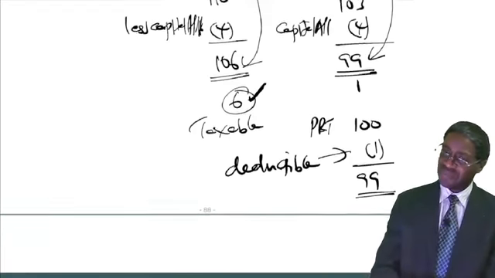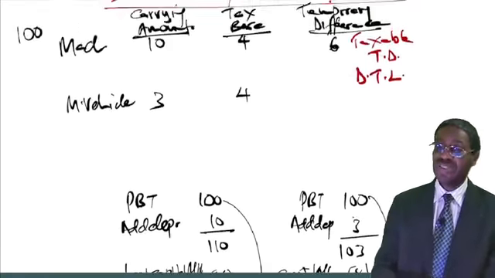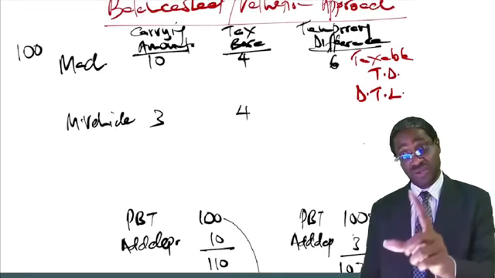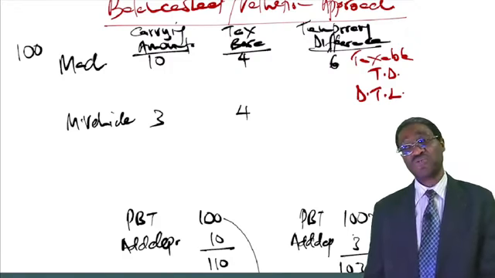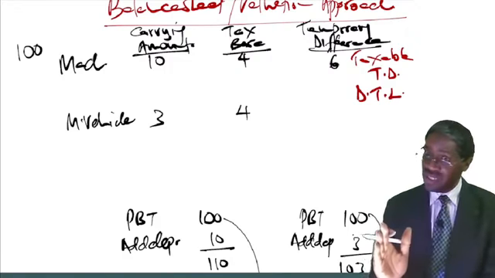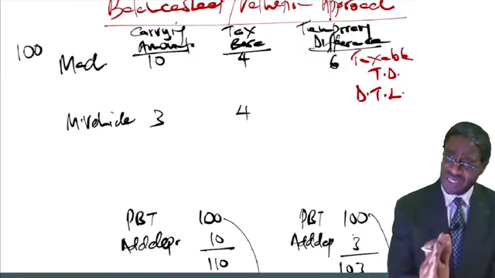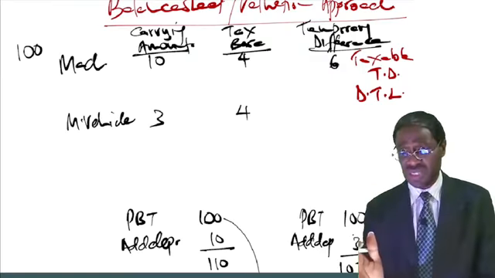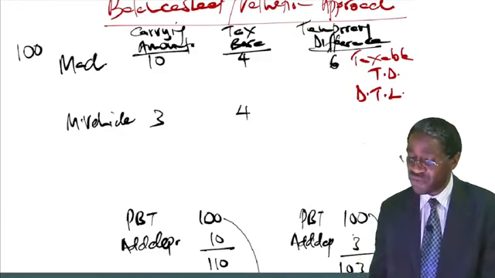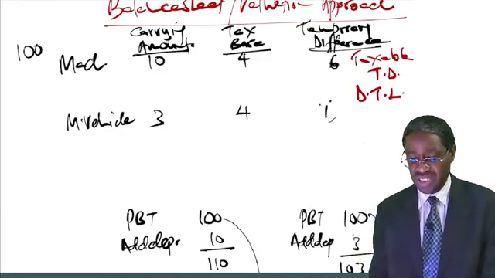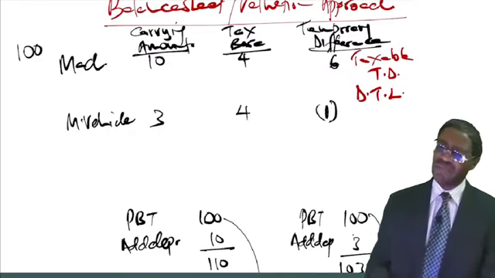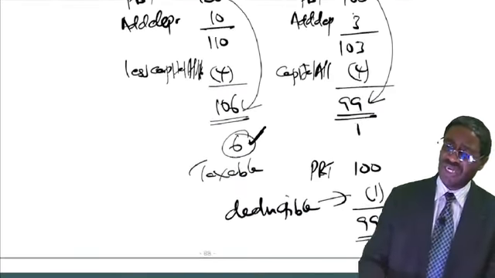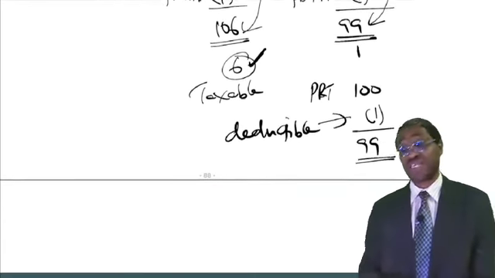Now listen, if you go back to the table, we had a carrying amount of 3 million. The tax base of this motor vehicle is 4 million. I said the difference between the carrying amount of an asset and its tax base is what we call the temporal difference. Here, you can see there is a negative 1. 3 minus 4 is negative 1. That's the same amount we have concluded down here to be what we are calling deductible.